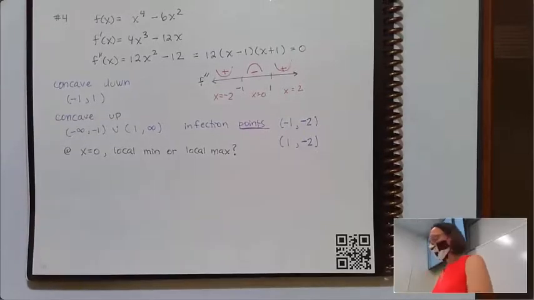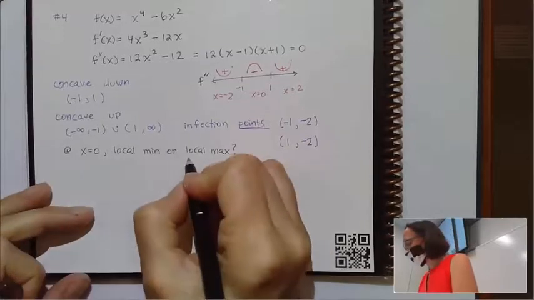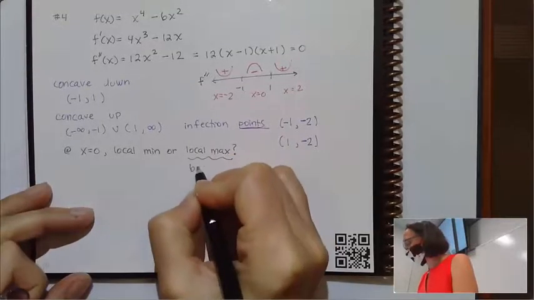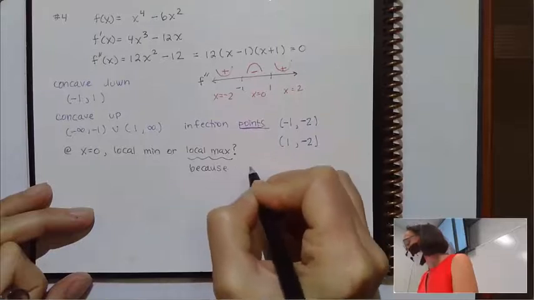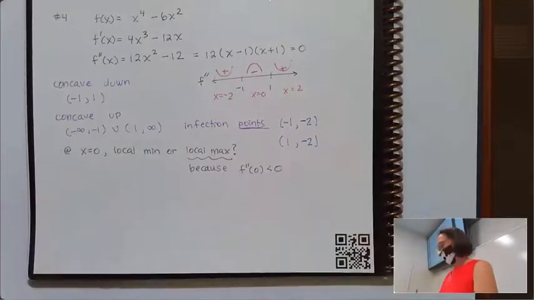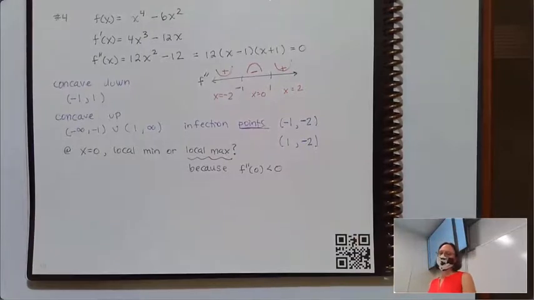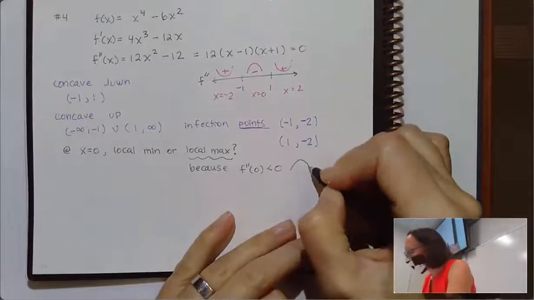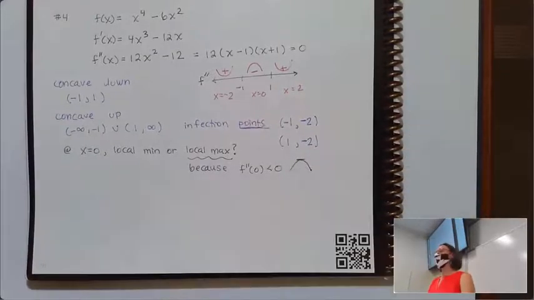So I know that this is a local maximum because f double prime at 0 is less than 0. And if we're concave down, that means we were standing at the top of the hill, not the bottom of the hill.